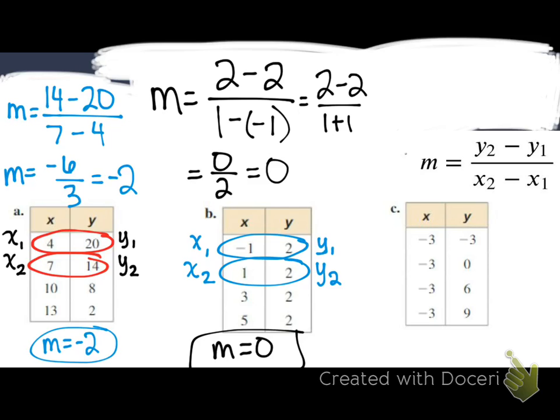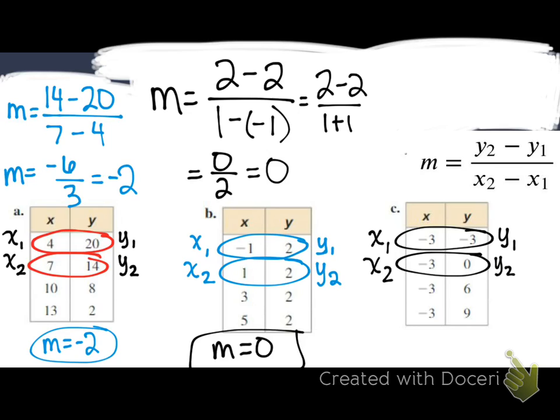What points are we using on letter C? Negative 3 and negative 3, and negative 3 and 0. We want to stick with our first 2 again? Yes, we do. What's my x1? Negative 3. And y1 is negative 3. What about x2? Negative 3. And y2? 0.